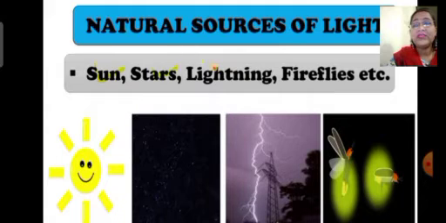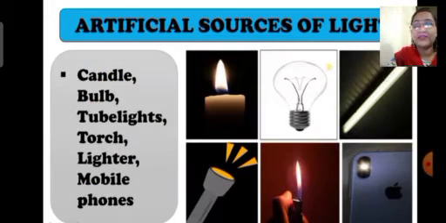Now we'll see artificial sources of light. They are the sources of light which are made by humans to give out light, and examples of artificial sources of light are candle, bulb, tube light, torch, lighter, and mobile phones. Now, children, I hope you all understood about artificial and natural sources of light.